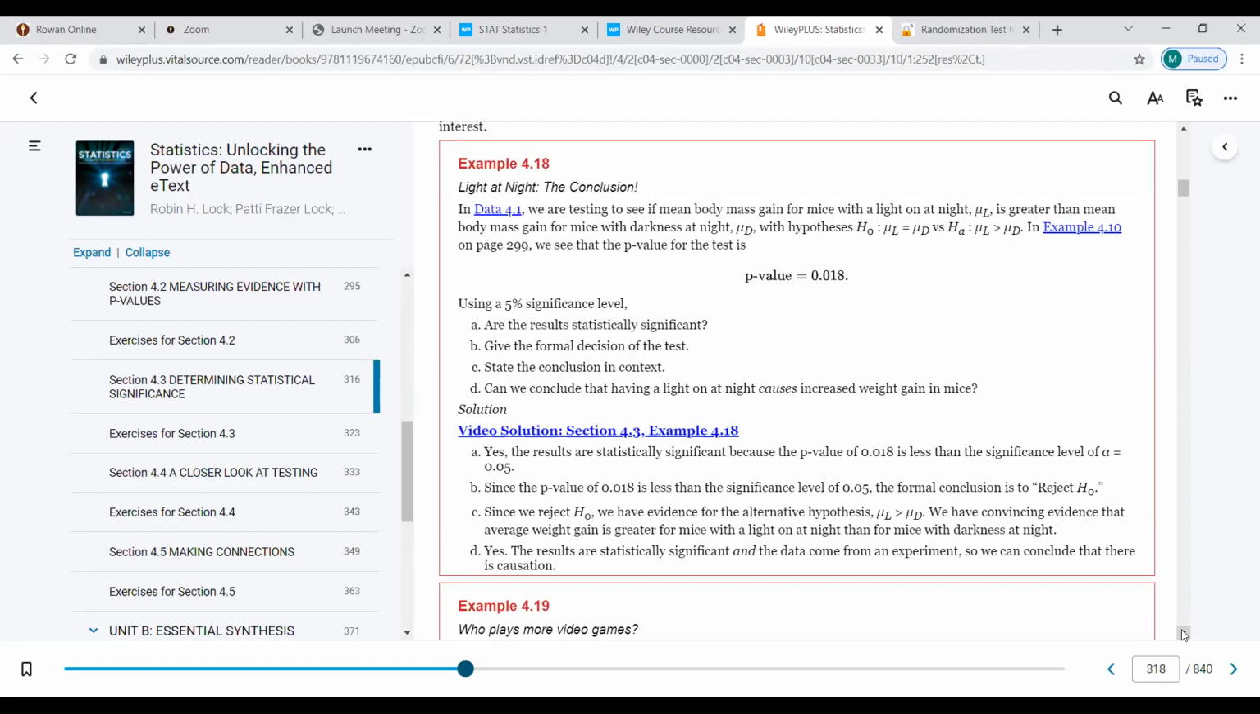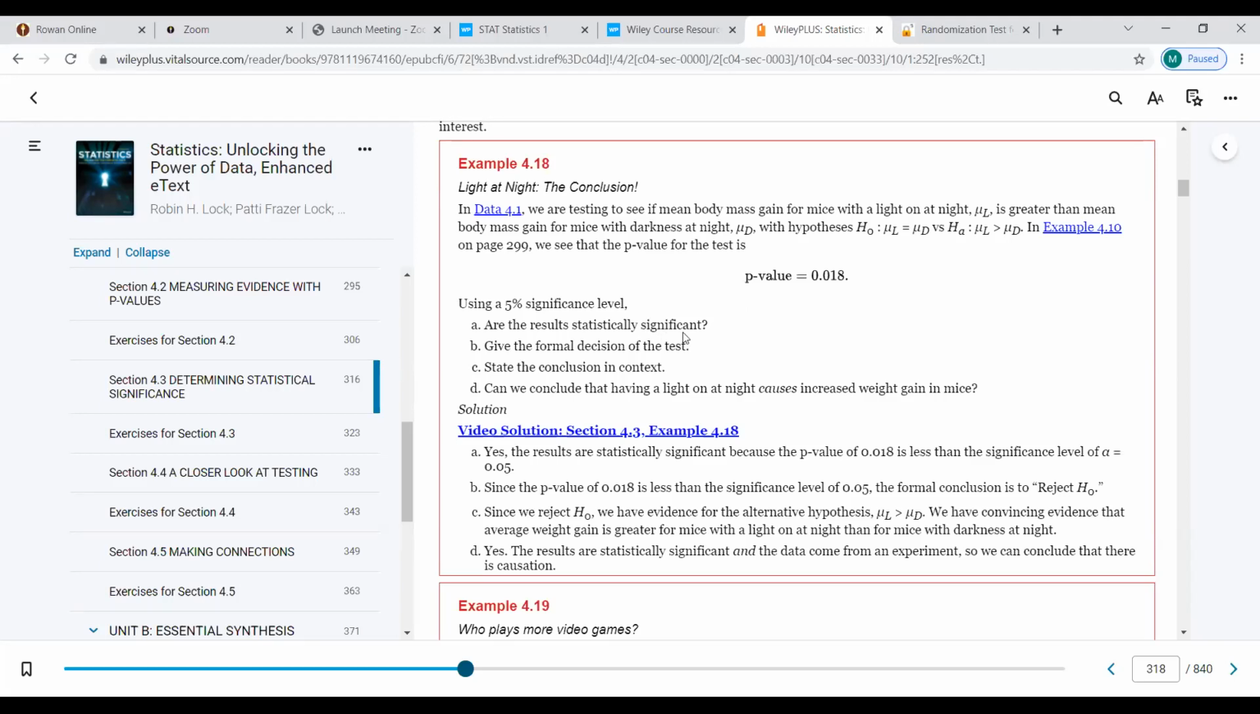All right. Now, in the case of the light and dark groups with the mice, according to the book, I don't know if we came up with this p-value, but according to the book, when they ran their randomization hypothesis test, they came up with a p-value of 0.018. Now remember, this was a right tail test, right? The alternative hypothesis is the light group's mean is greater than the dark group's mean. Using a 5% significance level, are the results statistically significant?